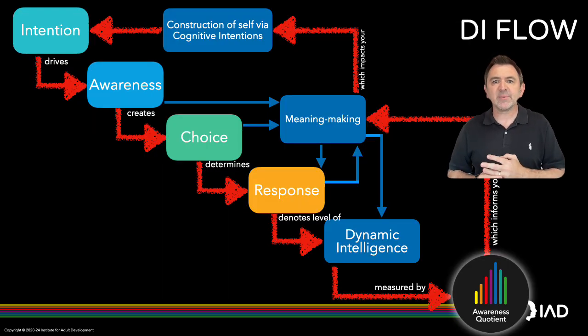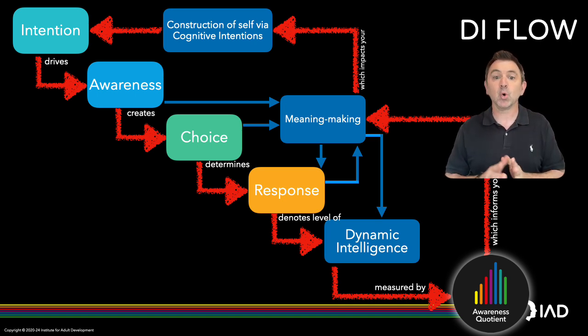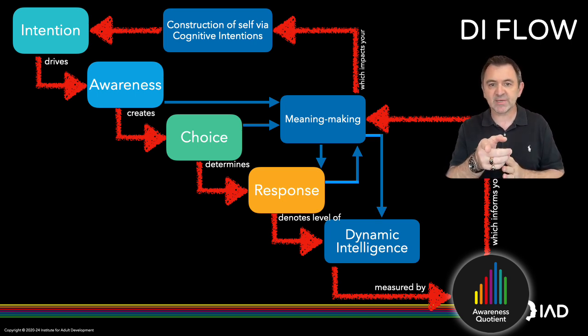So the flow of dynamic intelligence within CDT looks like this, and our intention drives our awareness, which creates our choices, which determines our response in a moment. And you can see how that builds up, all measured by the awareness quotient, by the way, down the bottom there.